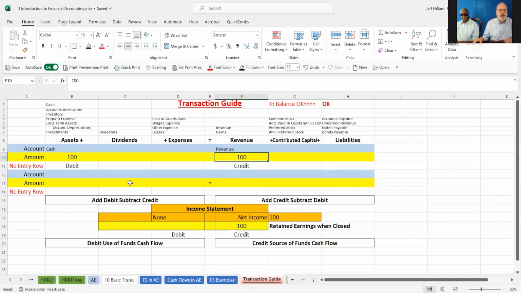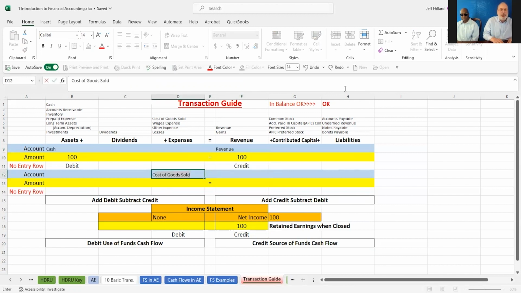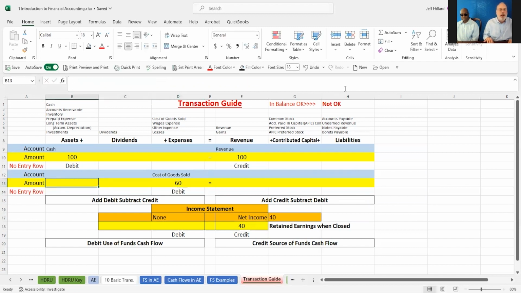Our cash is because we collected a sale, a cash sale. So you can do two transactions on this at once. So if we have an expense, which is cost of goods sold for 60, and inventory goes down because we've used it. Now our net income is 100 minus 60 is 40, and that's our balance of retained earnings.